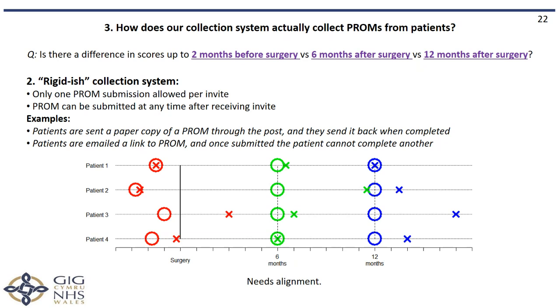So the PROMs can be completed at any point after the invite was sent out. We can see that patient 3's pre-surgery PROM was actually completed after their surgery, and patient 2's 6-month PROM was completed just before the 12-month invite was sent out. That's the green X next to the blue circle there. So we need to think about how to deal with these PROMs that weren't completed near their intended anchor points. These examples may look extreme, but it's actually what we often see in real data sets.